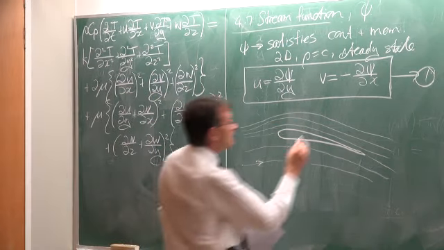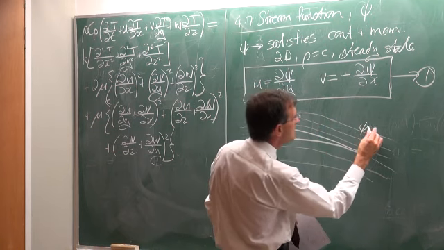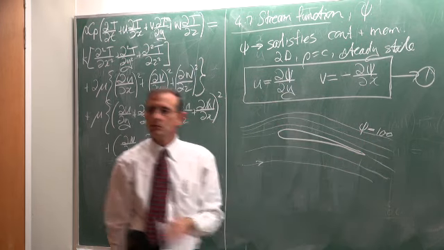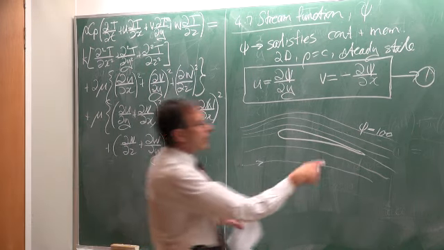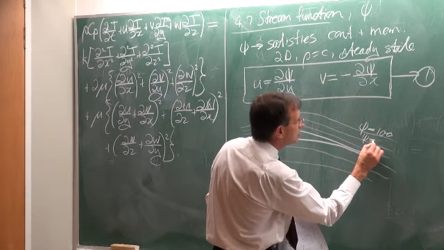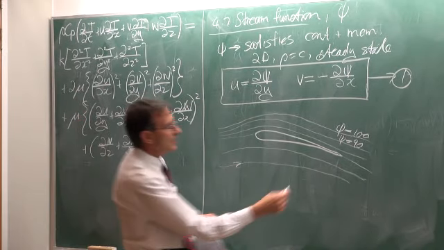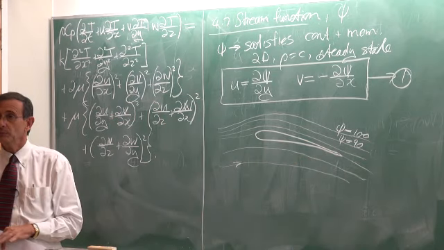Right, now these lines are actually values where the stream function is a constant. For example, 100. Okay. It is a constant. And this stream function would, for example, be 90. Okay. So the difference between the values would be the same.